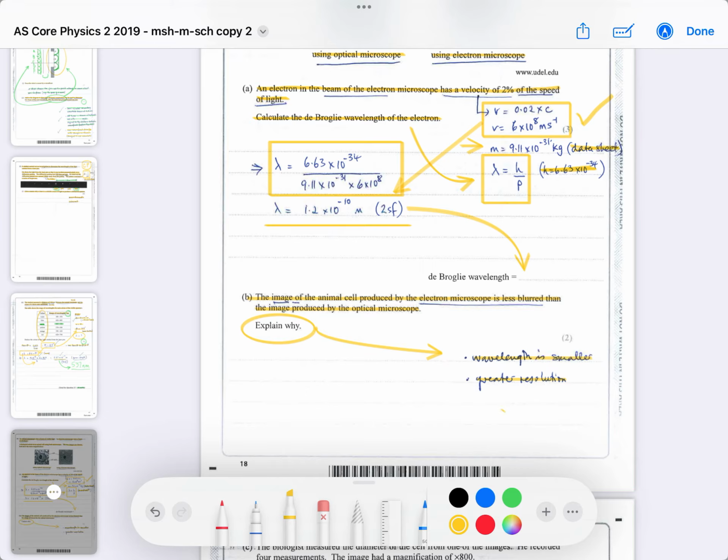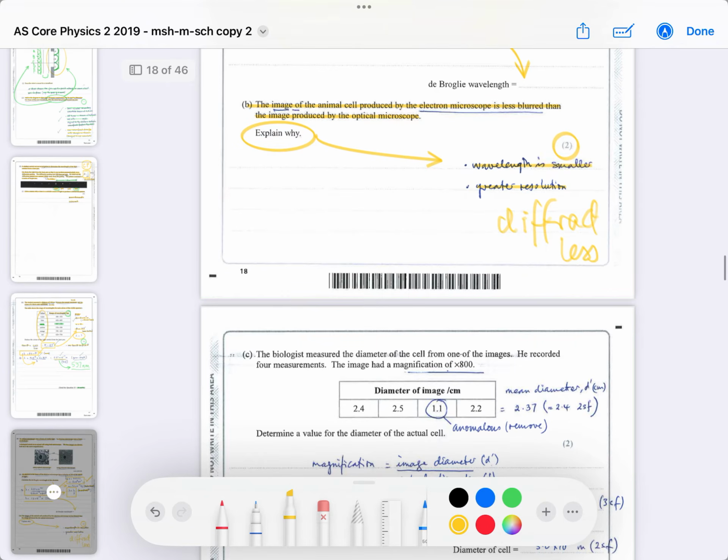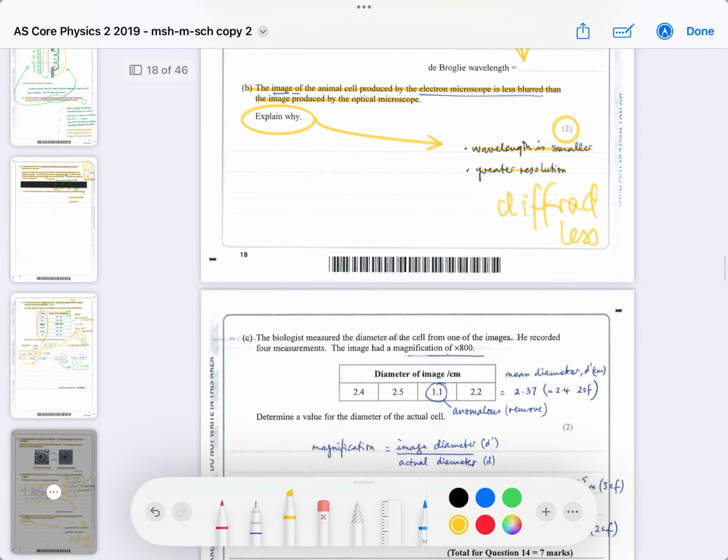Okay, so they mentioned that it will diffract less. We'll have a look, and then we'll see the best way of answering these 2 marks. So I might only get 1 mark for my answer, but I do know that a smaller wavelength means higher resolution, and that's the normal way that we get these marks. Okay.